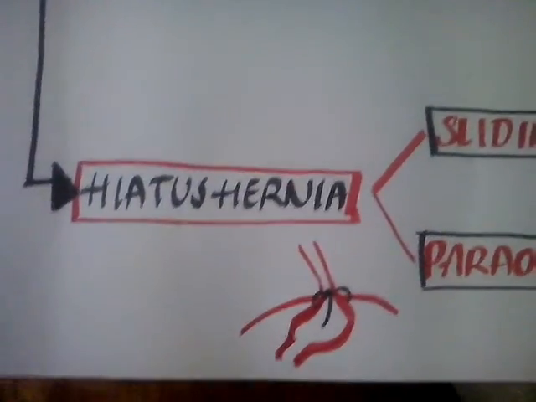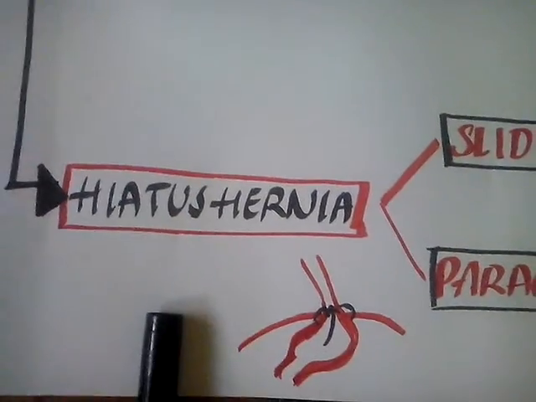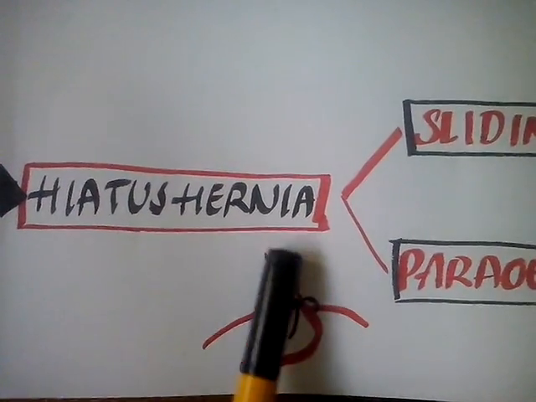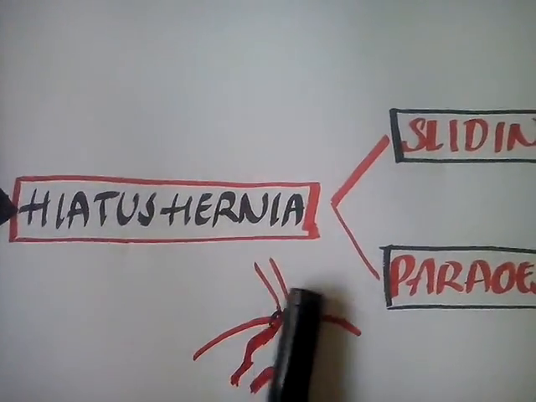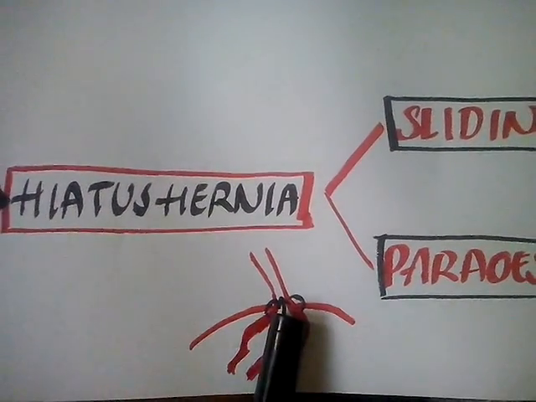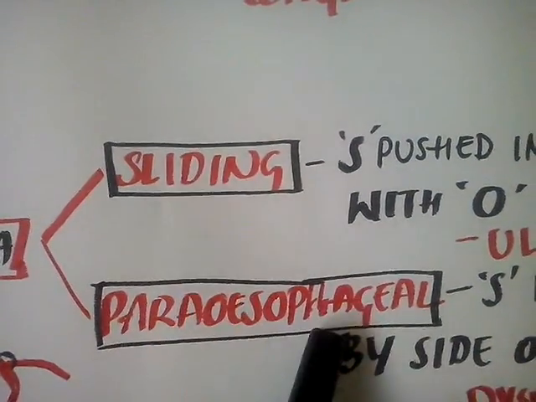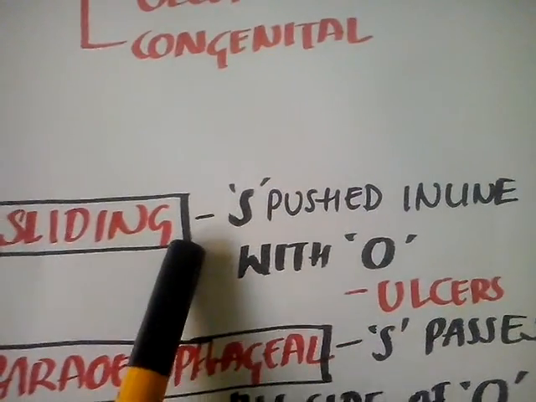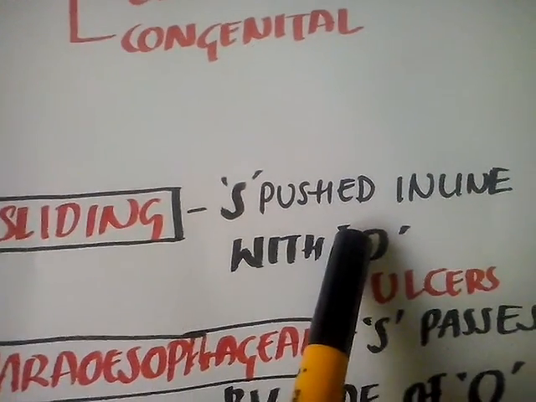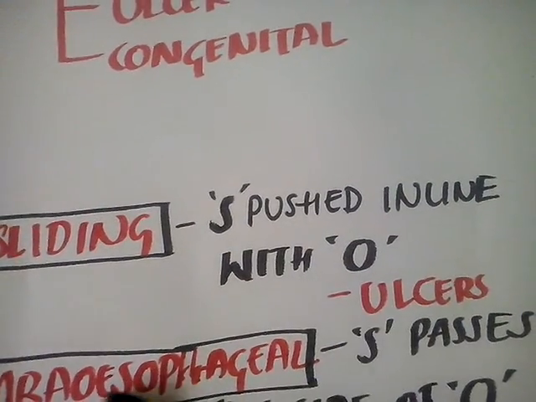Then coming to hiatus hernia. Hiatus hernia is a displacement of the stomach into the chest through the esophageal opening of the diaphragm. It is of 2 types, sliding and paraesophageal. In case of sliding, the stomach is pushed into the thorax in line with the esophagus.